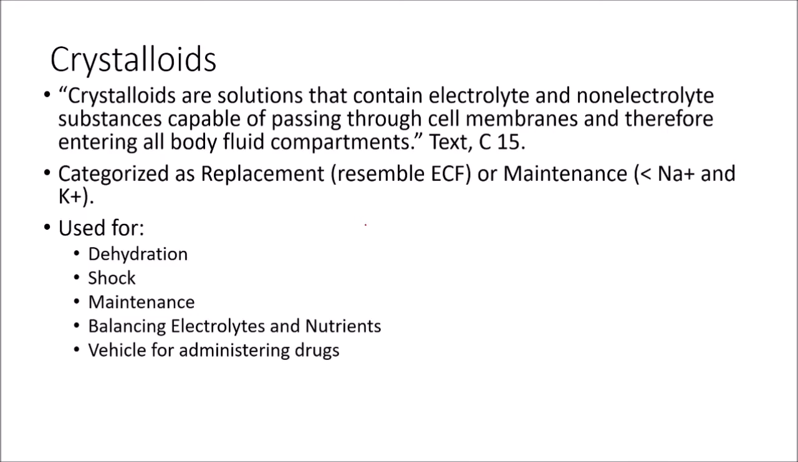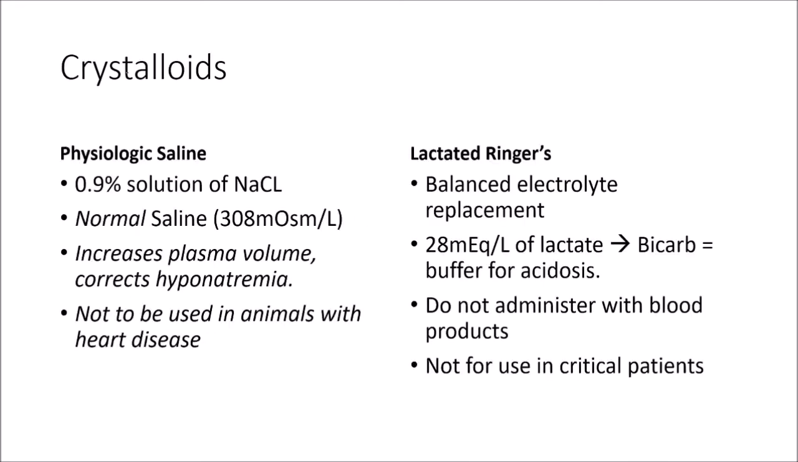Some examples of crystalloids would be physiologic saline. This is a 0.9% solution of sodium chloride. This means we have 308 milliosmoles per liter, and it's called normal saline. This will increase plasma volume and correct hyponatremia because it has sodium chloride in it, but it should not be used in animals with heart disease because we want to avoid extra sodium.